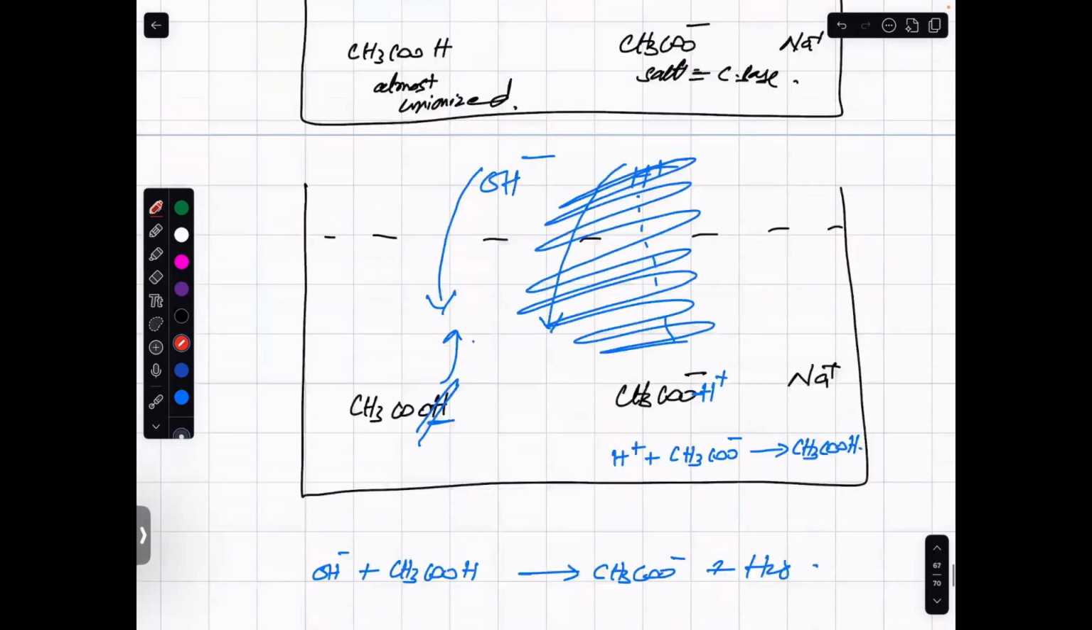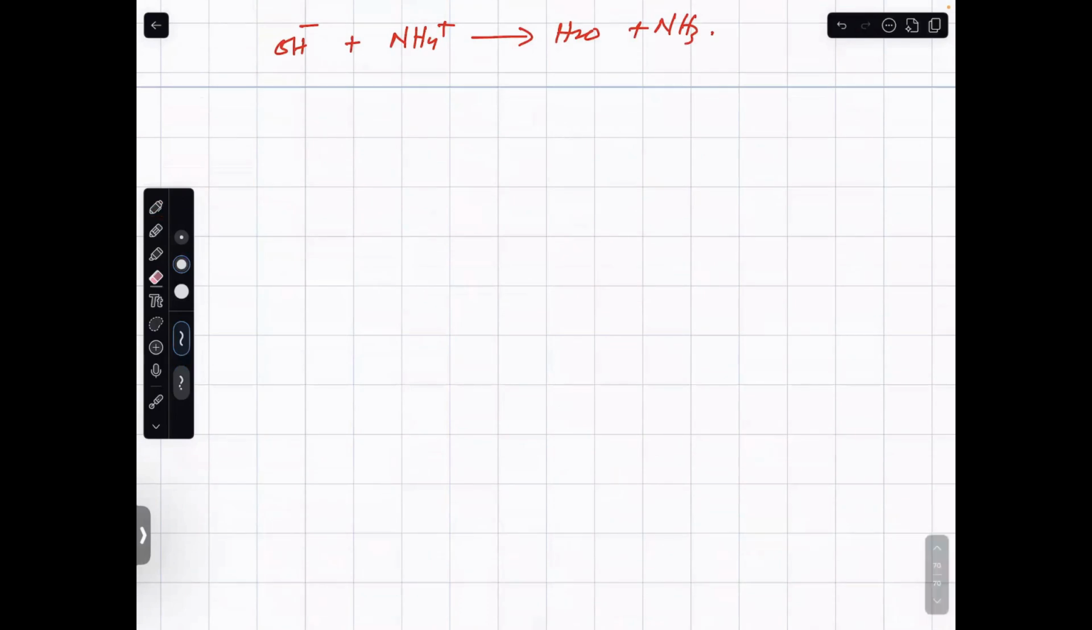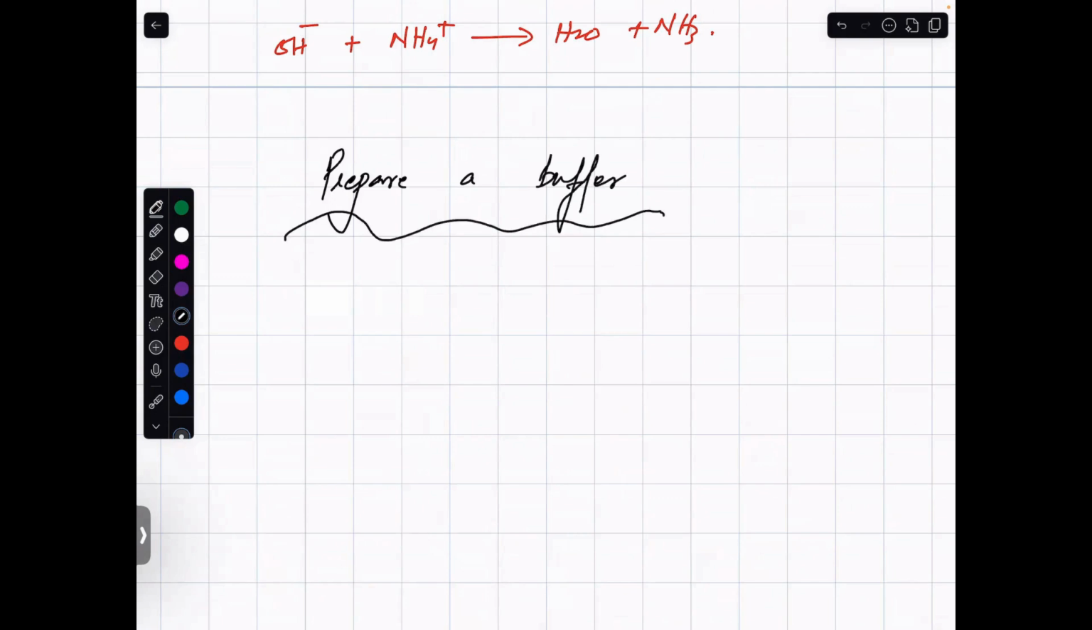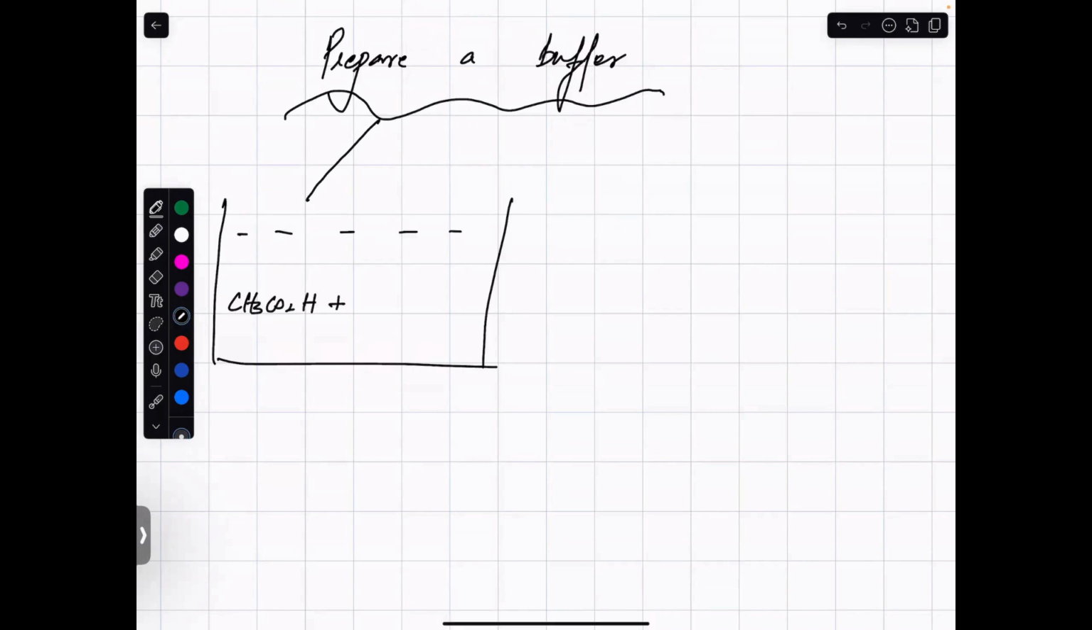Now, your next topic is how to calculate pH. How to calculate the pH of the buffer, and secondly, how to make a buffer. How you'll make a buffer in the lab. Look, you want to prepare a buffer in the lab. There are two methods. Either go in the lab, take a beaker, take weak acid, and put salt. Mix weak acid and salt.